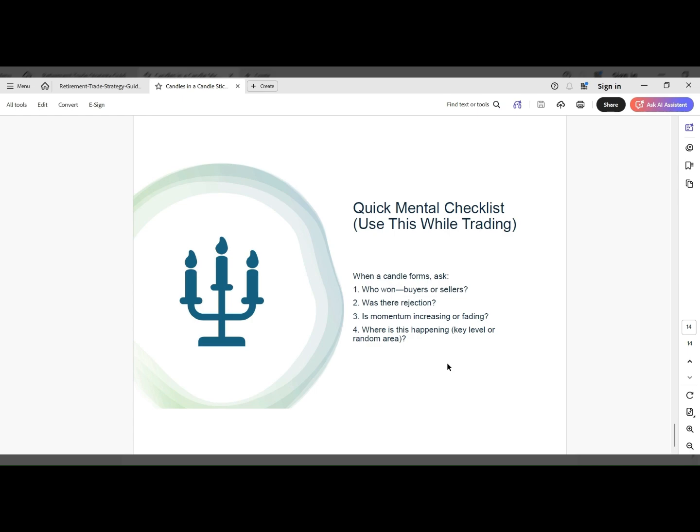And also, where is this candle happening? Is it at the key levels, the highs or the lows, or is it just in the middle randomly somewhere? That all tells a different story. And as you start staying with a small handful of these securities where you really know them, you'll start reading that story and understanding that story, and it'll help you with your trading.